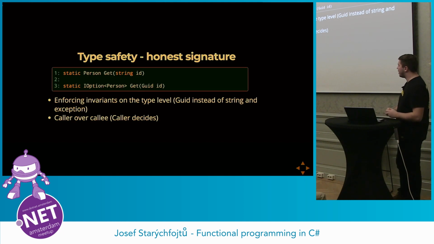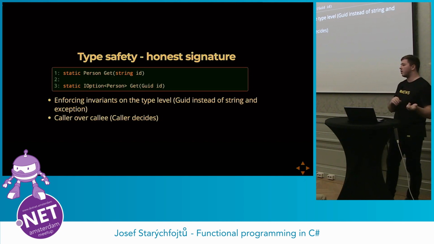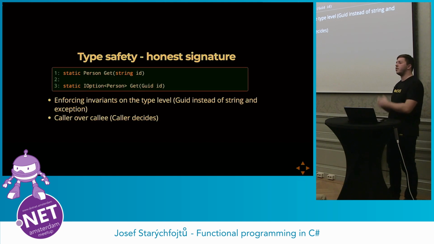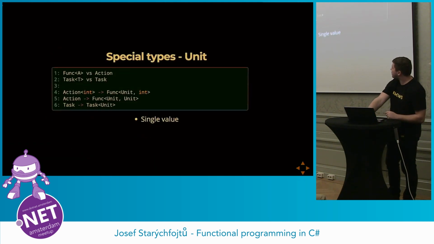Yeah, and one really good thing that we usually do in functional programming is that we prefer to put more decisions in the caller over the callee. The callee does not know the use case. He does not know what's happening. He should just return the information to the caller, and the caller will decide what to do with that. We'll see that more later even.